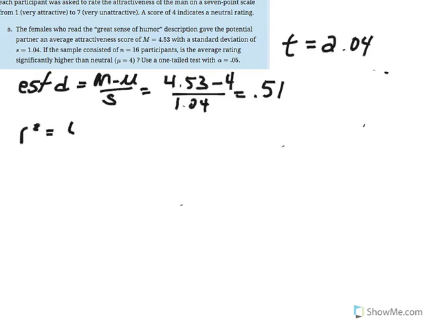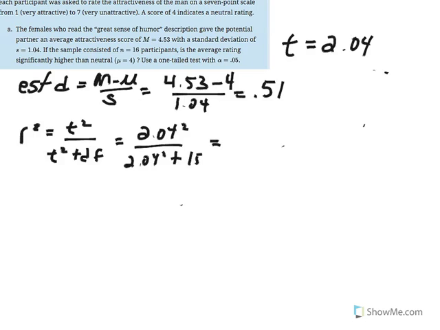R squared is equal to T squared, and again, that's our T statistic, divided by T squared plus our degrees of freedom, which in this case is 15. So 2.04 squared, again I'm rounding, is 4.16. So 4.16 plus 15 gives us 19.16. And 4.16 divided by 19.16 in our calculators gives 0.217, so if we round, 0.22.